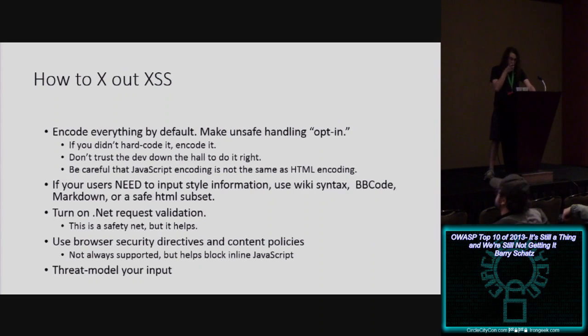Browser security directives are probably a talk in and of their own, but they're pretty freaking awesome. You can block cross-site scripting as well as a number of other things just by telling the browser, hey, don't cache this. If you see inline JavaScript, ignore it. There's cool stuff like that. But because it's not universally supported, you can't rely on browser security directives. Threat modeling, this is widely recommended by OWASP. I'm not going to go into that because I think there are at least 2 talks at this conference later today on threat modeling. So I'm not going to go into that because I don't want to steal their thunder.